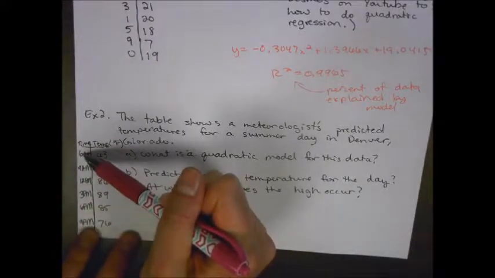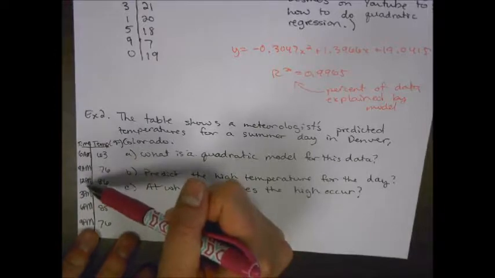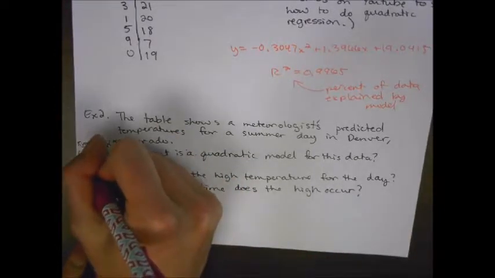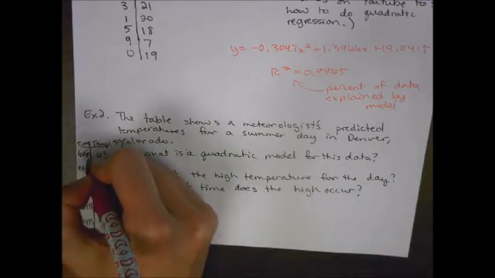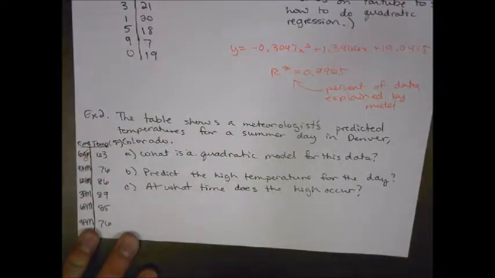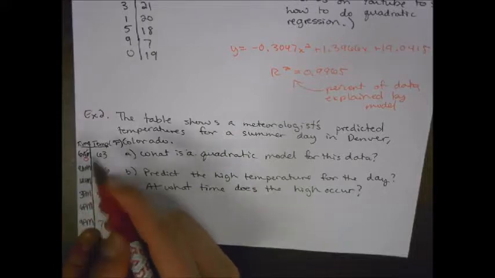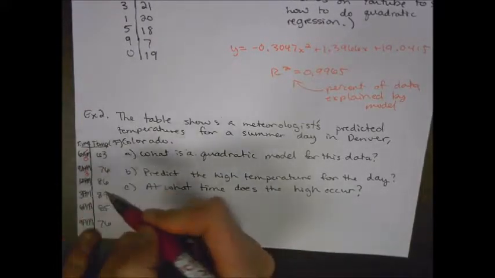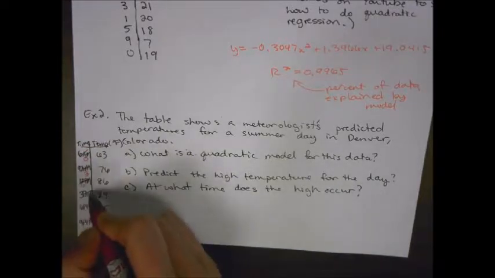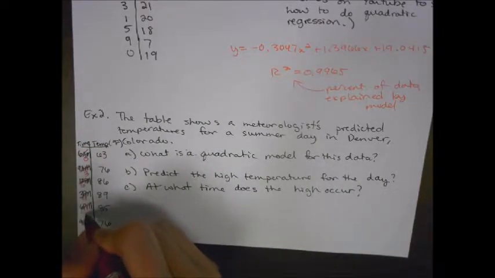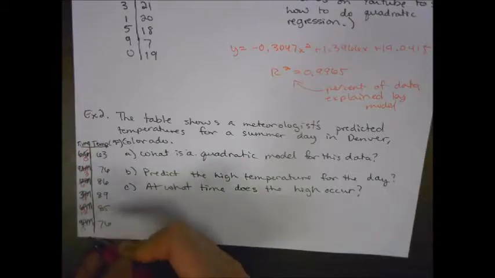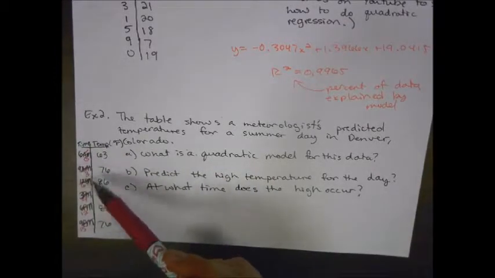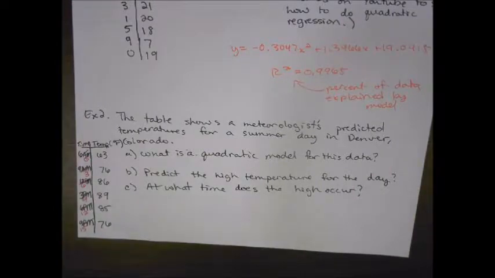We have 6 a.m., 9 a.m., 12 p.m., 3 p.m., 6 p.m., and 9 p.m. So I'm going to represent 6 a.m. as 0. And so that means 9, that's 3 hours later, so that's going to be 3. 12 is 6. Another 3 is 9, 12, 15. So instead of 6, we're going to do 0. 9 is 3. And add 3 for each time.